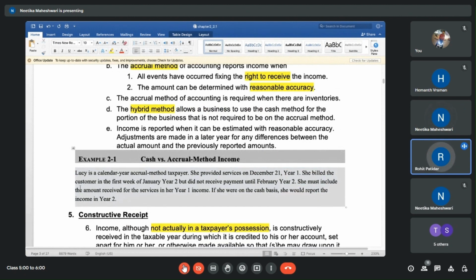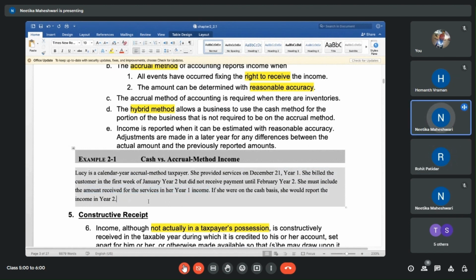Lucy is a calendar year accrual method taxpayer. She provides service on December 21, year 1. She bills the customer in the first week of January, year 2, but does not receive the payment until February, year 2. She must include the amount received for the service in year 1 income. If she were on the cash basis, she would report the income in year 2.